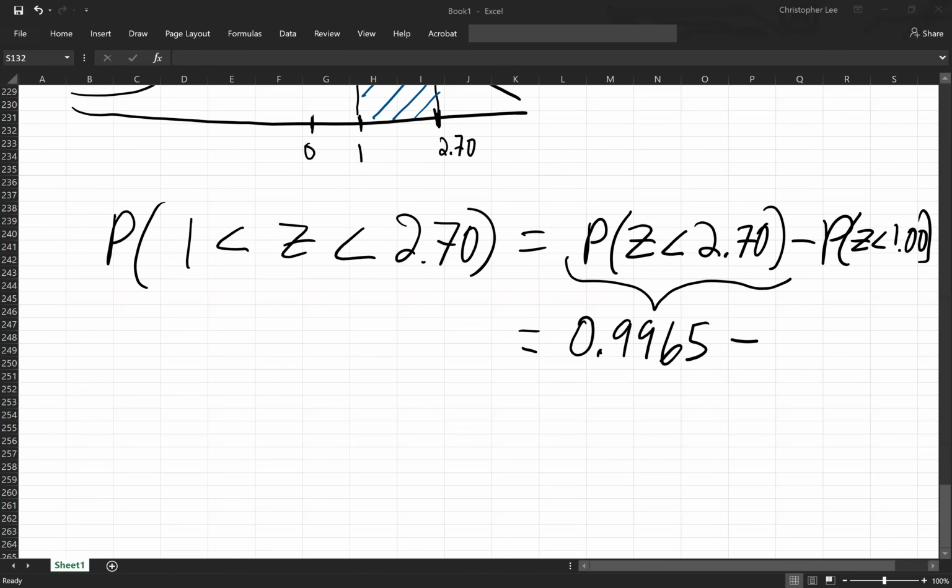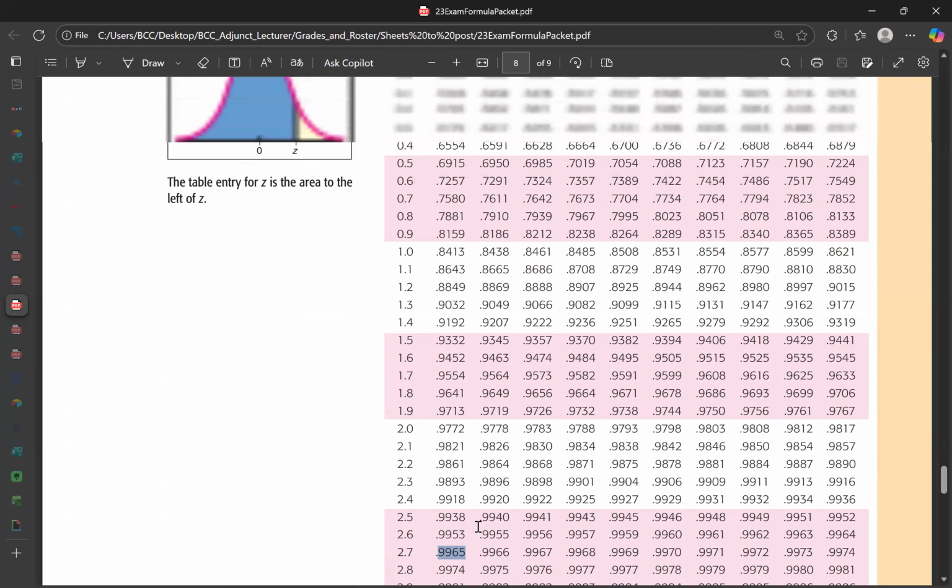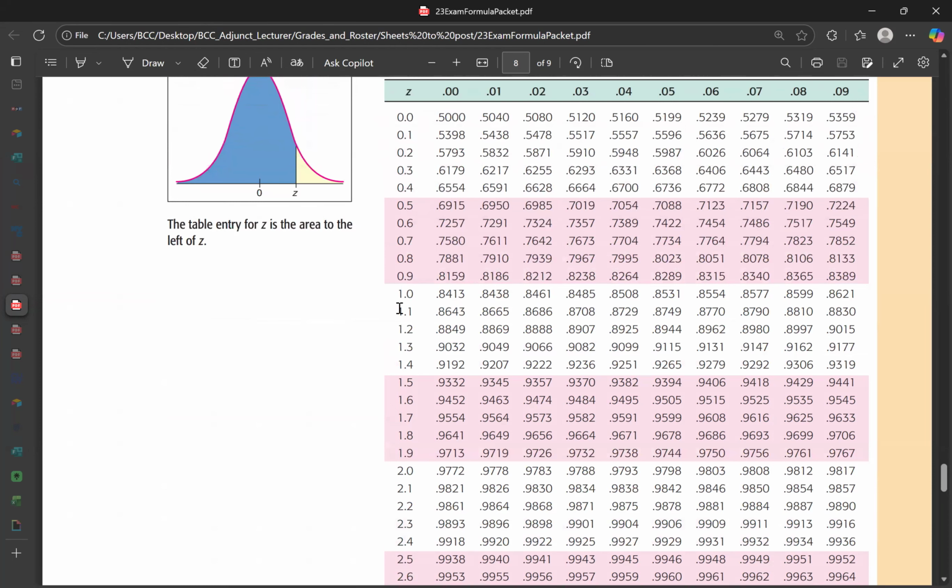No, we have to look it up first. So we're gonna do the same. And we're looking for 1.0. But it's positive, so staying in that top little row. So what's the answer? 0.41... 0.8413.